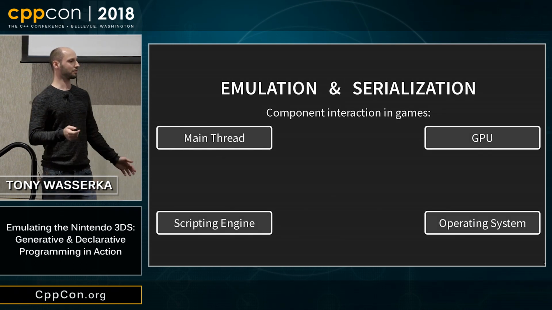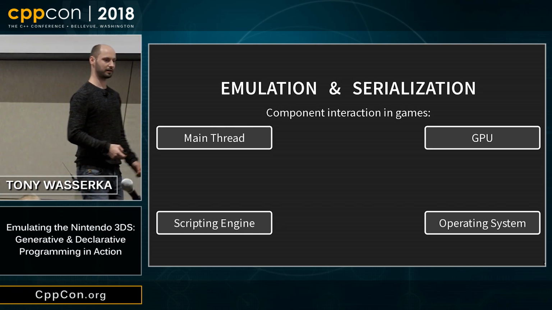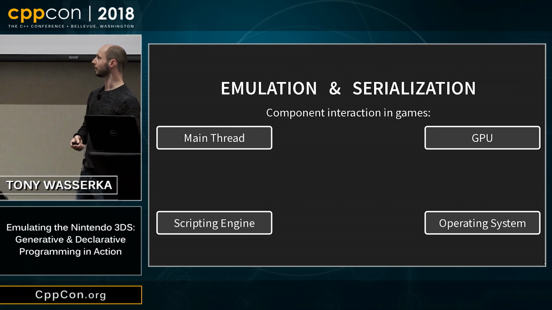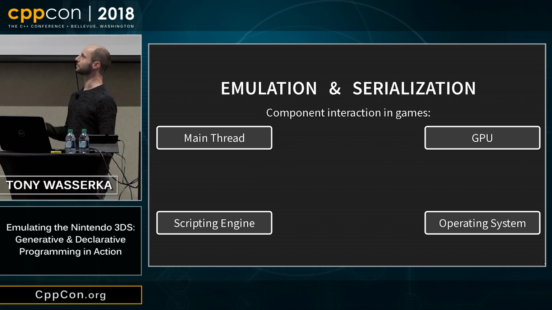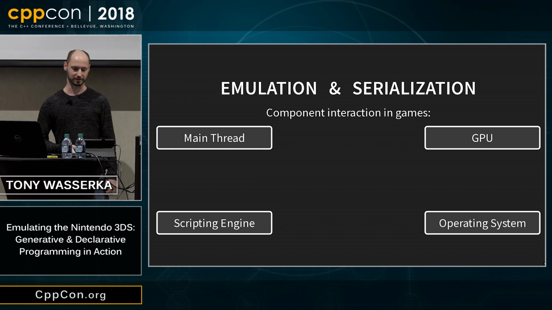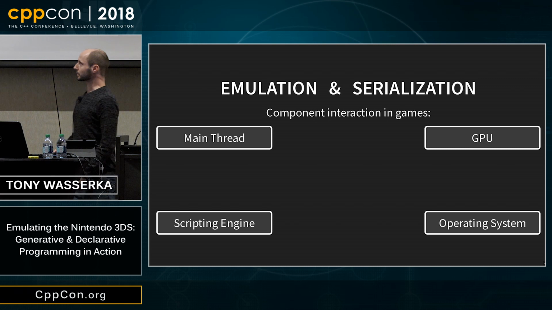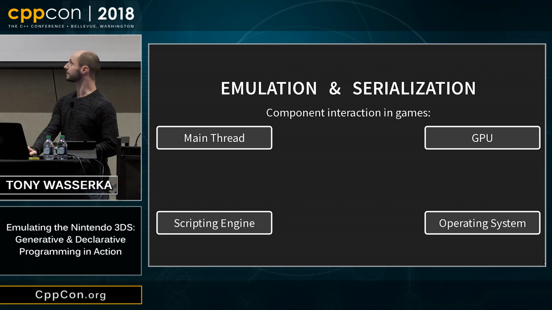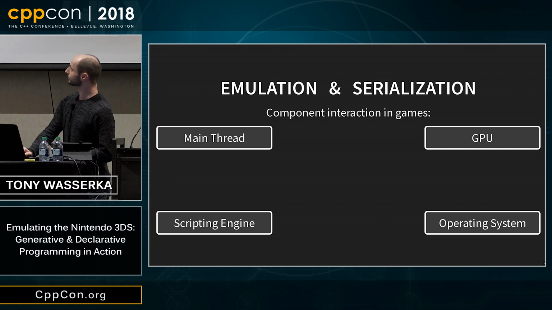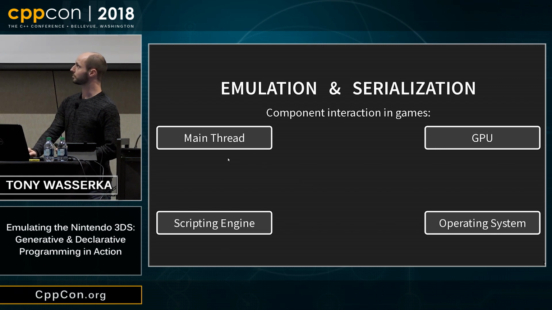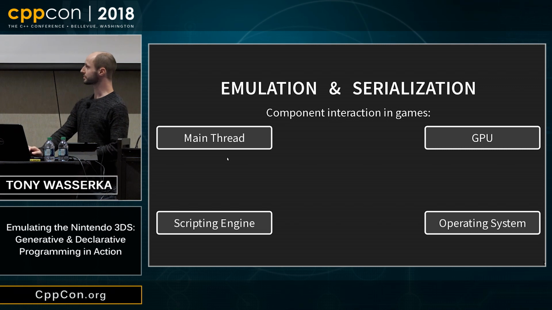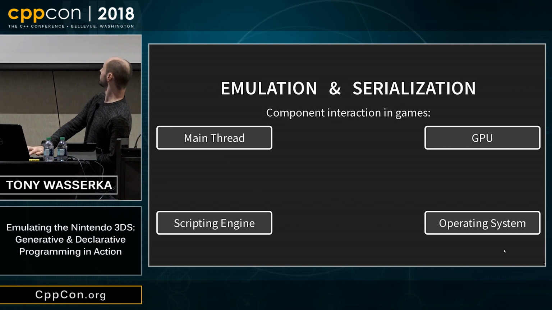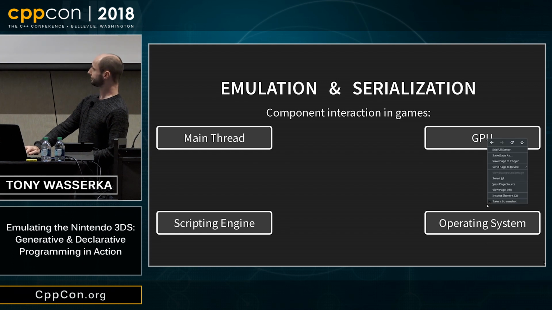Right, and to do so, let's just look at a kind of structural component overview of a game, for starters. What you can see here is that there are various different CPU side modules. There might be a main thread that controls rendering operations and things like that. And there might be some sort of scripting engine. There's an operating system on the system. And of course, some sort of GPU.